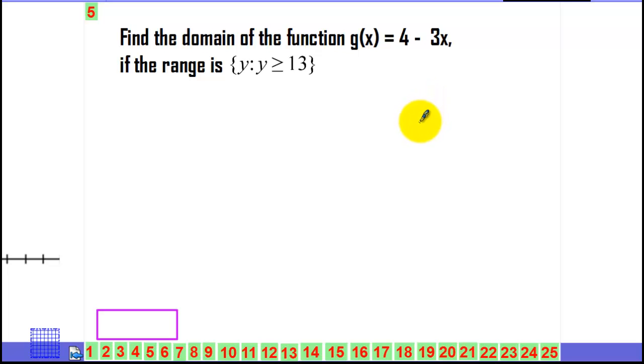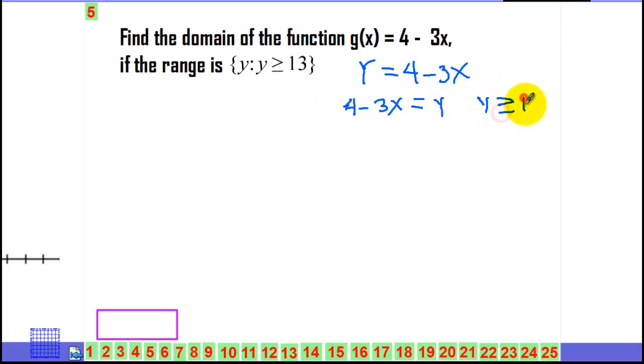Alright, to answer our homework, note that the range here is being restricted. So we want our y here to be isolated. So g of x equals 4 minus 3x, that is just y equals 4 minus 3x. Since y has already been isolated, we don't need to isolate y anymore. But I want my y to be on the other side of the equation. So I will have 4 minus 3x equals y, and y is greater than or equal to 13.